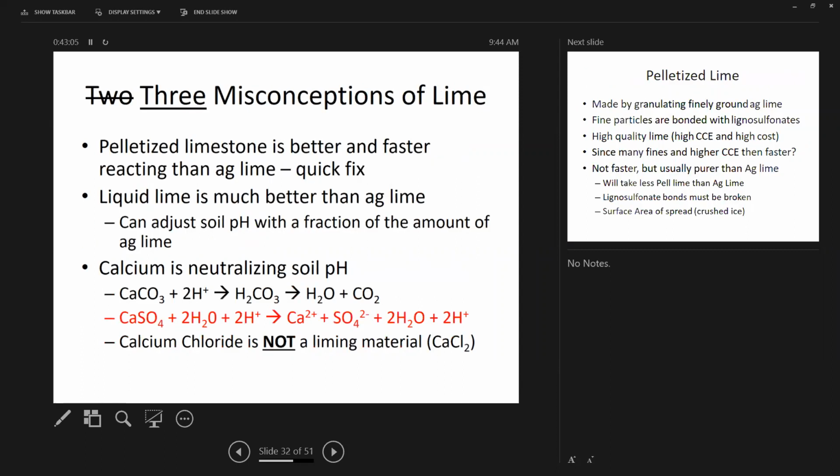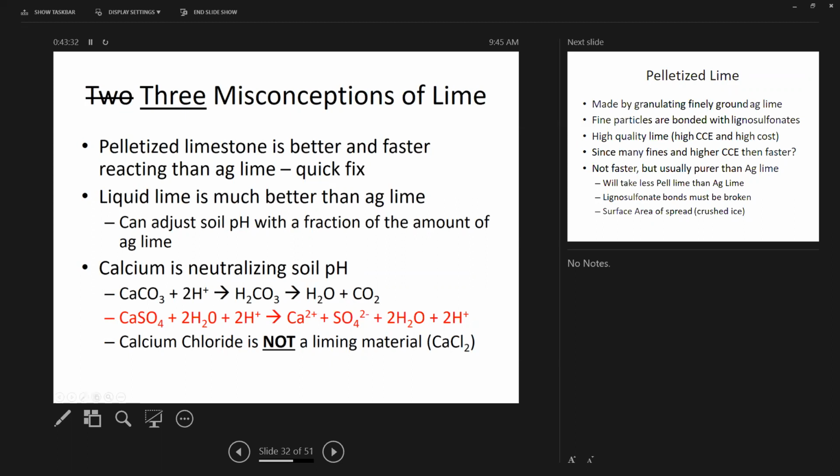I used to use the slides, and I was working on it this morning. I said, oh, there's 2 misconceptions of lime. Well, there's more than that, but I thought I better discuss the calcium in a little more detail. So the first misconception of lime is that pelletized limestone is so much better and so much faster reacting than ag lime. It's a quick fix. Well, that's not necessarily true.